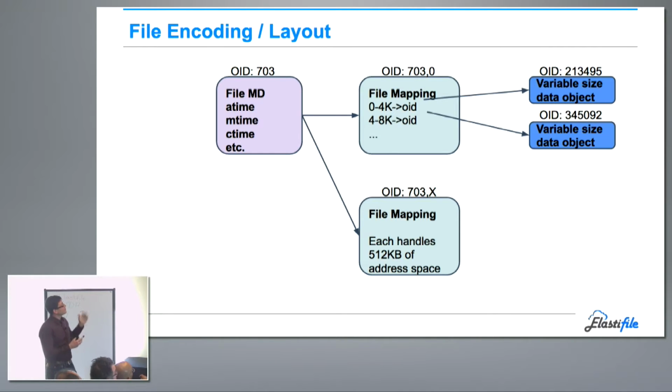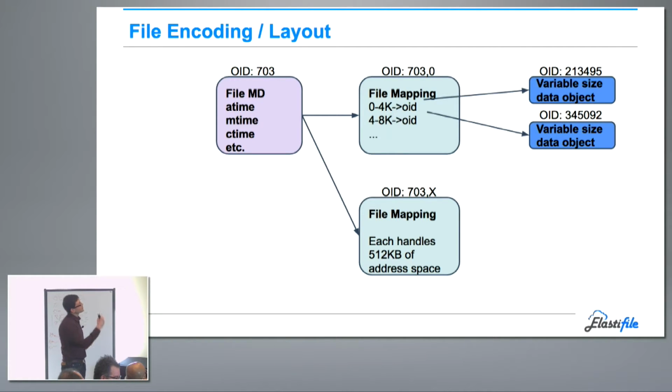So a file encoding or layout is composed out of 3 types of objects: a file metadata, file mapping, and the data objects. The file metadata is pretty simple. It's the A time, C time, M time, different permission bits, and so on. A file mapping object maps half a megabyte of address space. The way it maps it is it has 128 entries. Each one points to a 4K data object.